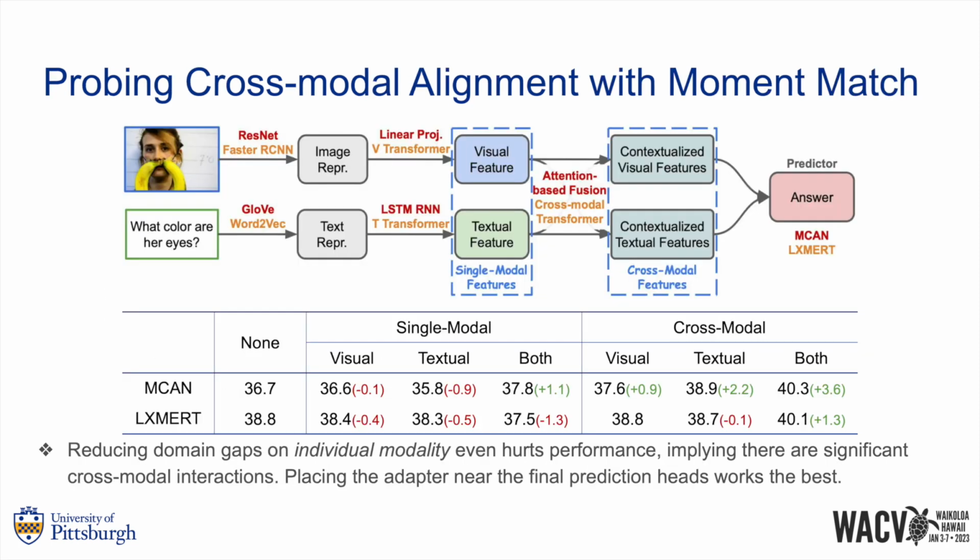We also probed different modalities with a plug-and-play discrepancy-based domain adapter, which is the unsupervised moment matching. The overall improvement is not as significant as self-supervision, but we observe very interesting patterns. For example, reducing domain gaps on an individual modality may even hurt the overall performance, as cross-modal interactions may be affected in this setting. Also, placing the discrepancy-based adapter closer to the final prediction head works best.